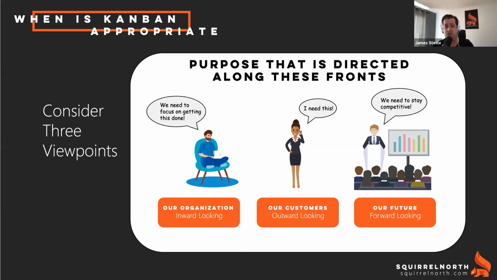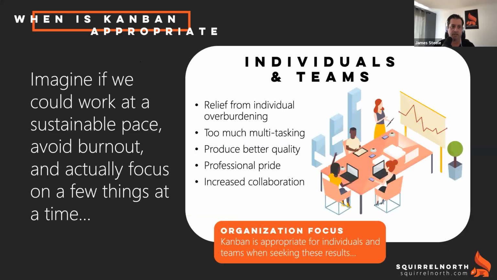The first, individuals and teams need to get things done. This is a more inward looking at your own organization viewpoint. The second, our customers have needs. We're in business to make money and meet them. The third, we need to make decisions and manage risks. That just means we need to make choices to maintain the viability of our business. So let's take a look at each of these.